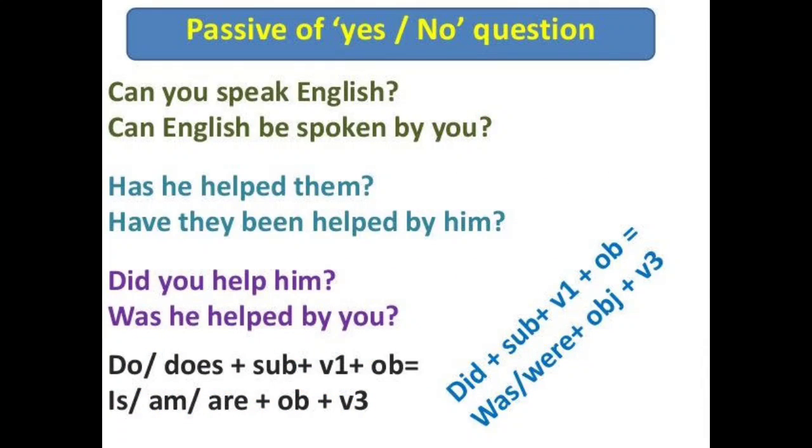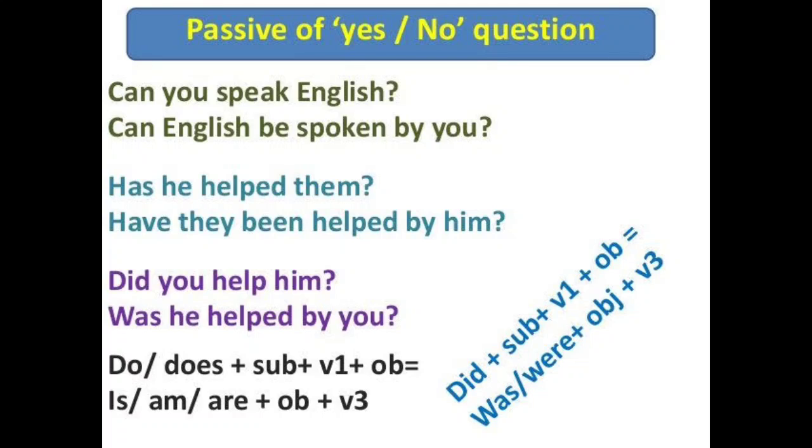If the sentence is a yes or no question, for example with auxiliary verbs and do forms of verbs like can, have, has, did, was, then the sentences will be changed into passive interrogative. Look at the picture here. "Can you speak English?" It is in the active voice. If it is changed into passive, "Can English be spoken by you?"